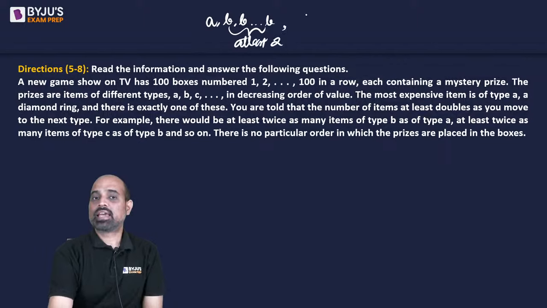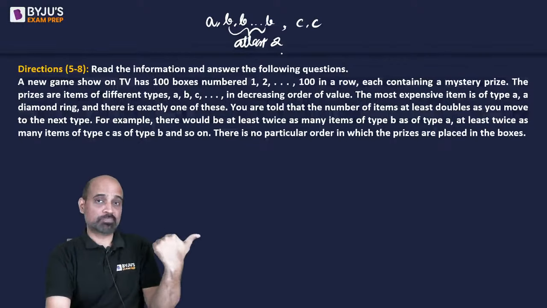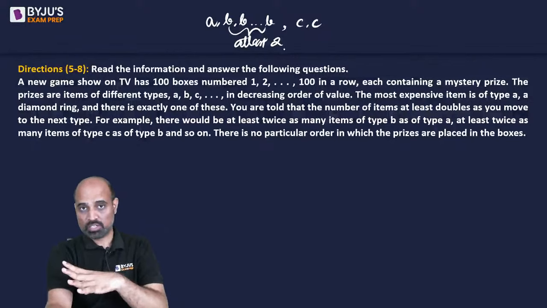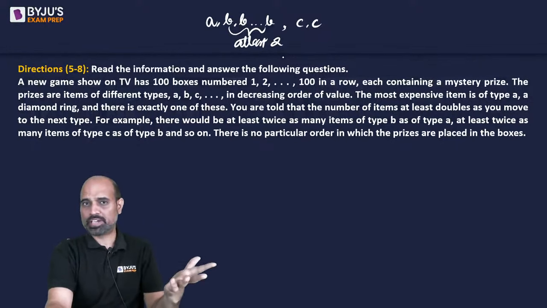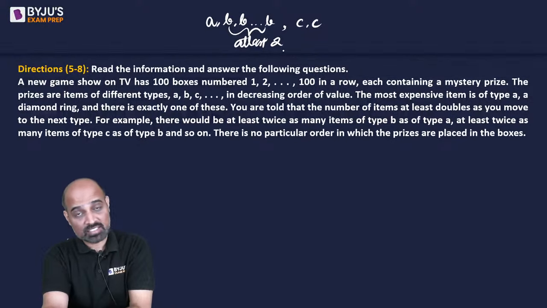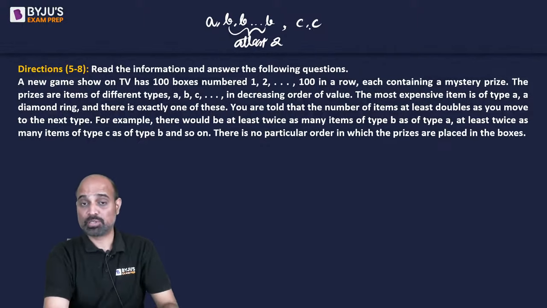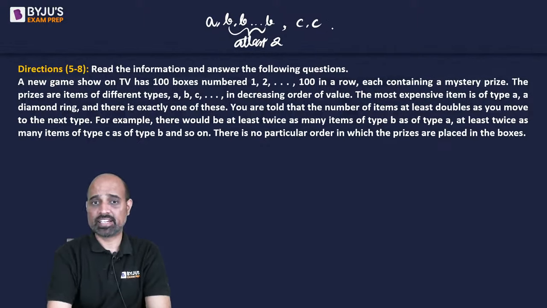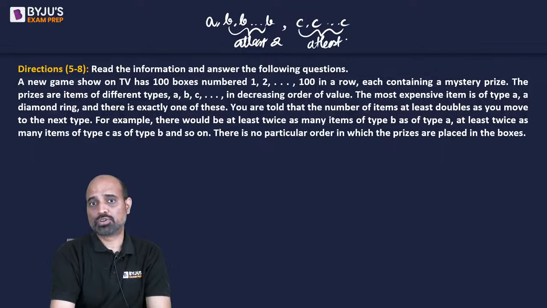Okay. And then C will be double of the previous B. Suppose previous B was 2 only, so C will be 4. If B was 3, 3 B's were there, C is going to be at least 6, right? 6 or more than 6 is also possible. It's not necessarily getting doubled, right? So C we can say is going to be at least 4.